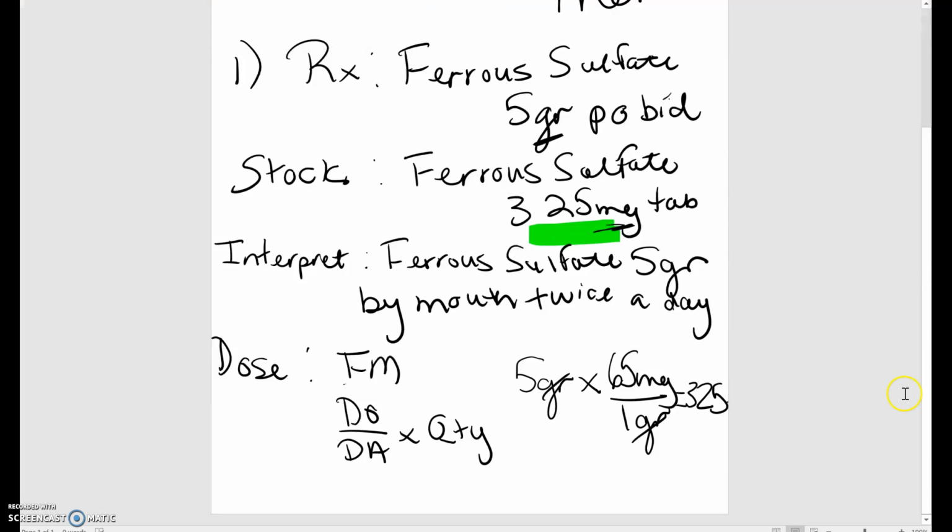Which means now I can solve my problem by dose ordered, which is 325 milligrams, over dose available, which is 325 milligrams. Multiply that by the quantity associated to the stock medication, which is 1 tab. So the dose to be given in this case is 1 tablet. All right.